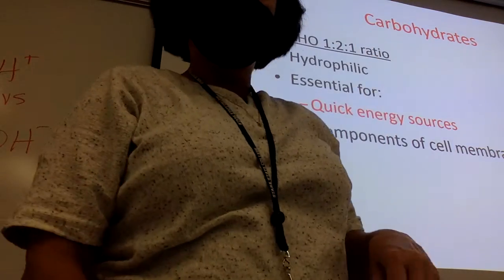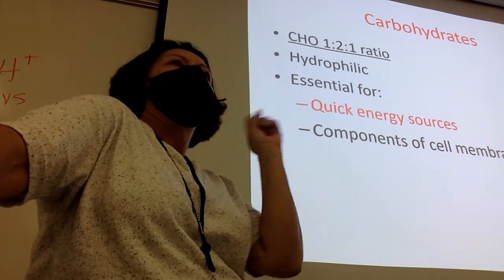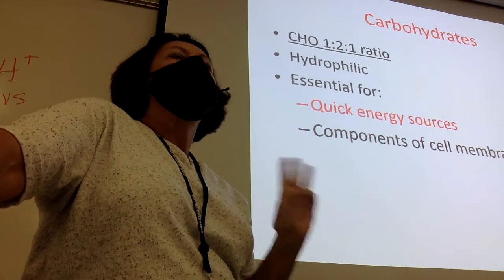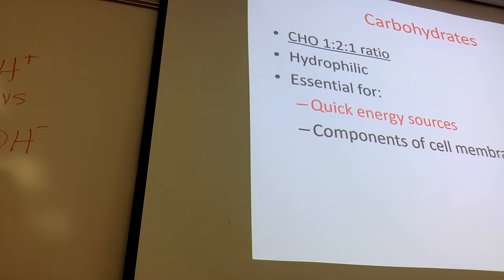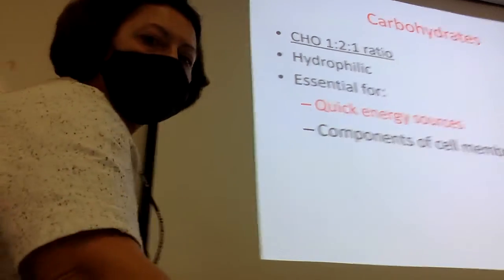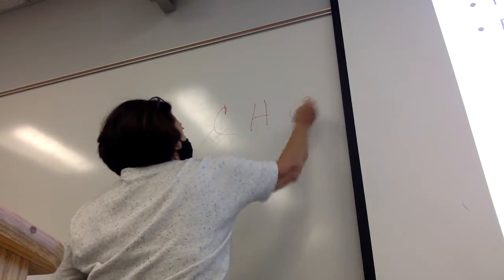Carbohydrates are the main source of energy for all living things. Carbohydrates are made of carbon, hydrogen, and oxygen. Carbohydrates will always be in the ratio of 1 to 2 to 1 of carbon, hydrogen, and oxygen.